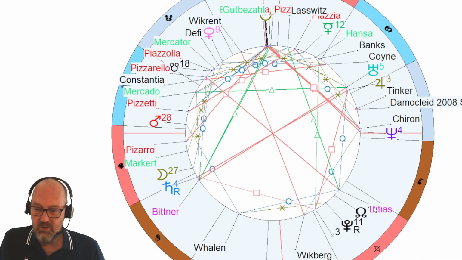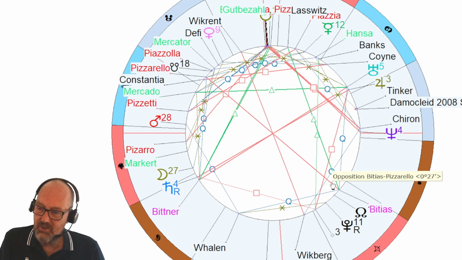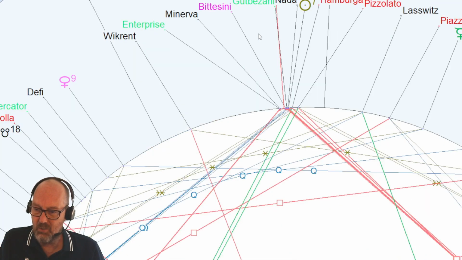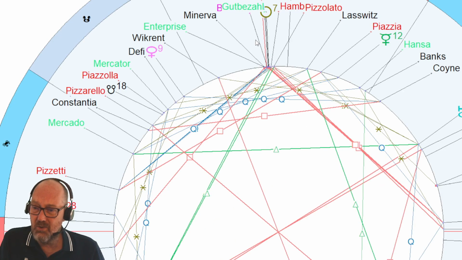Quick look at the other ones. Bitias here is making quite a few aspects, but to be honest, that is only because I put so many of these asteroids in it, and only a few of them are important. Here some more stuff going on, a bit close to Saturn, but I mean, it's very easy. Bittesini wins this one. It is conjunct the sun.